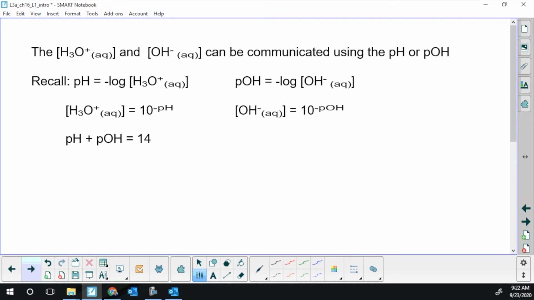That was Chem 20. We now have one extra tool. kW is hydronium times hydroxide. This wasn't in your toolbox last year. Wouldn't have made any sense to you last year.